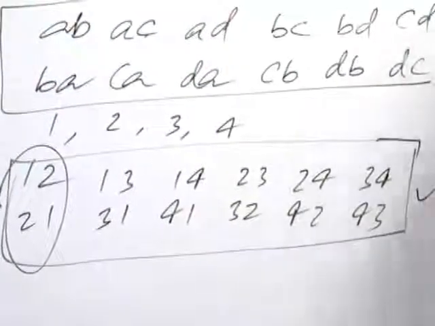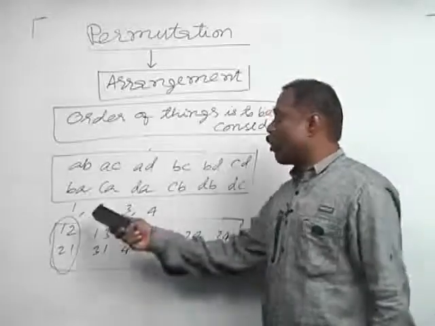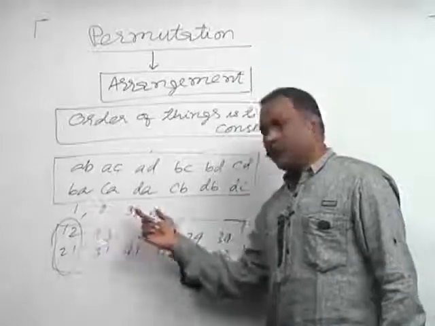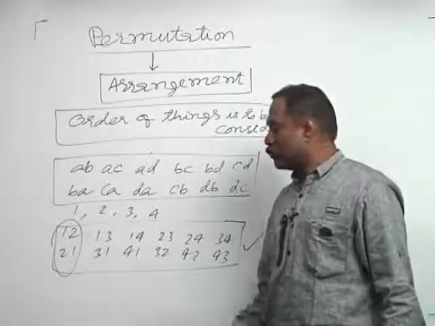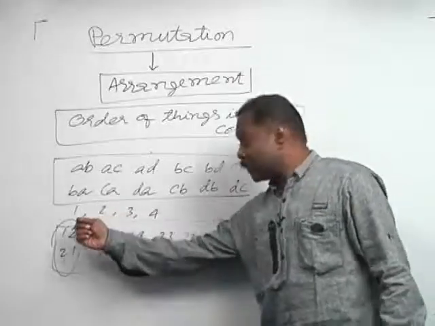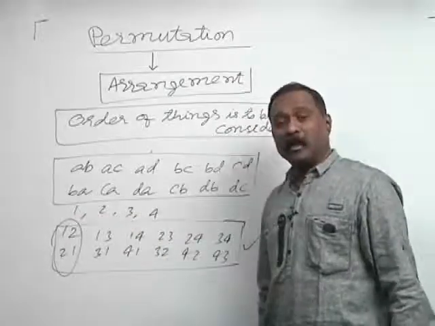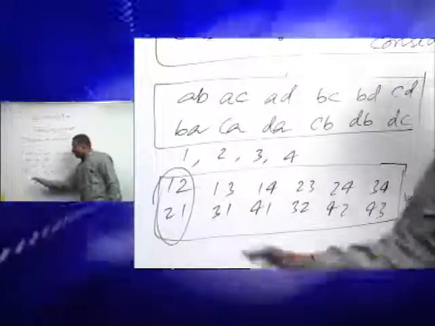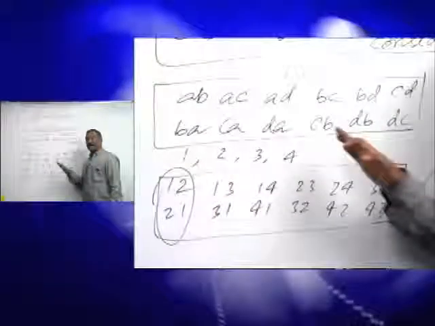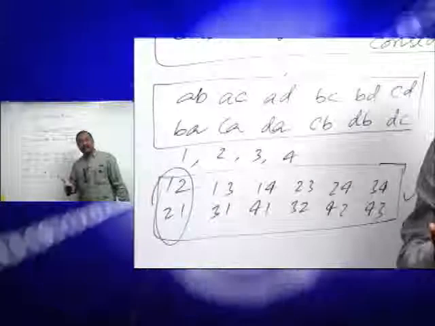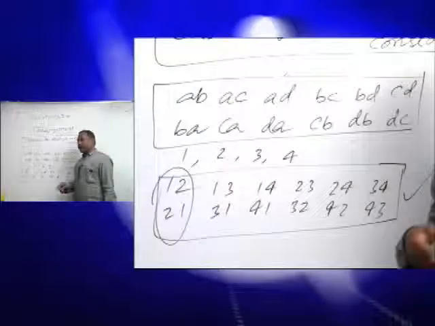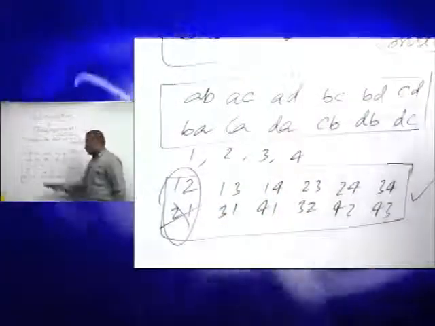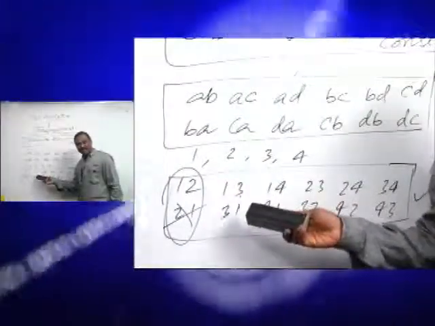But this can also be questioned like this: how many 2-digit numbers can be formed from 1, 2, 3, 4 in which the digits are present in increasing order of magnitude? Then what happens? 1, 2 we need. We don't need 2, 1. 1, 3 we need because it is an increasing order of magnitude.